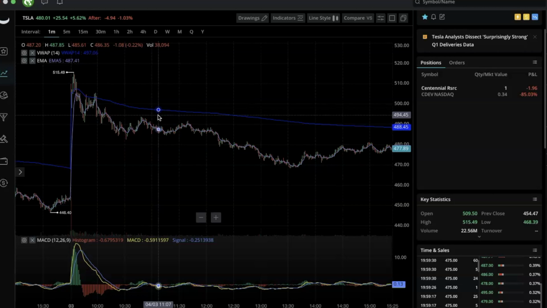And how traders use it is the VWAP is kind of like that basis. Like, okay, at this time, like right here, we'll say at 11:05, the VWAP is at 497.16, we'll say, and the share price is at 488. So what this shows you is that the stock is trading below the average price that people have got it at all day long.